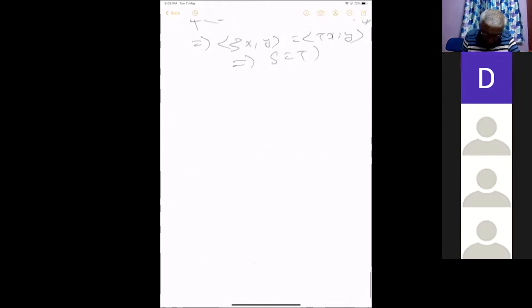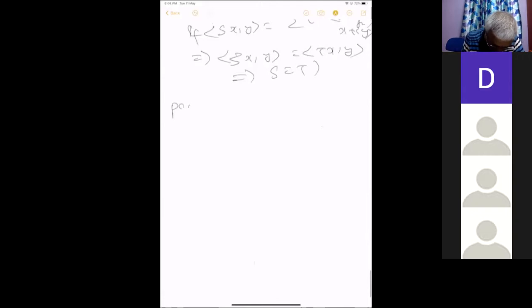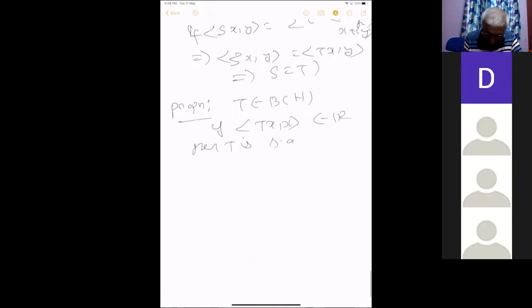So now I have to prove the following. This I should have done in the last class. Proposition: if we have T in B(H), if <Tx, x> is real, then T is self-adjoint, T equal to T star. Proof: again, it's the same thing as the polarization identity. What is the spelling? Polarization identity.